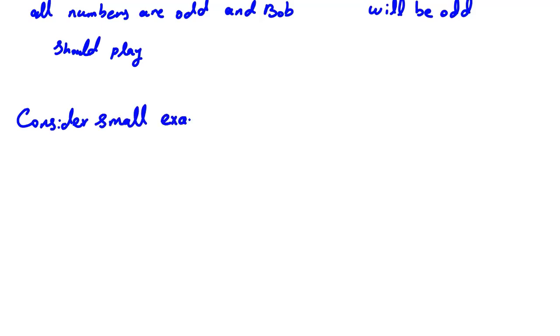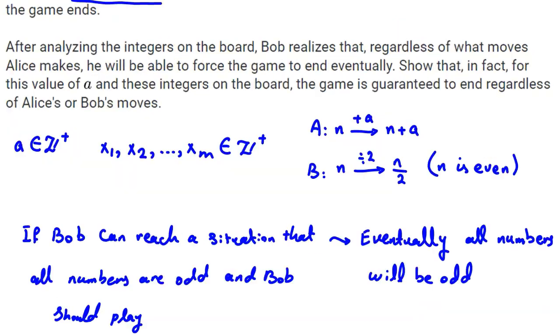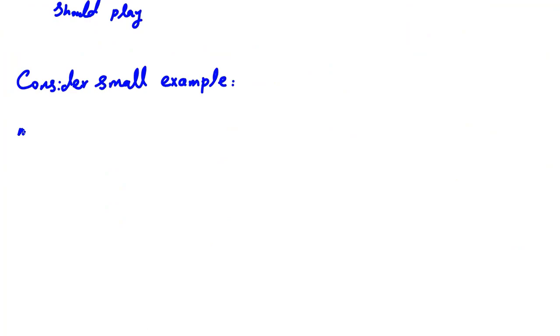Now, a small example on what? We can use a small example on the numbers. I use a small example on M, the numbers that are on the blackboard. Suppose M is 1. So we have one number on the blackboard, X.